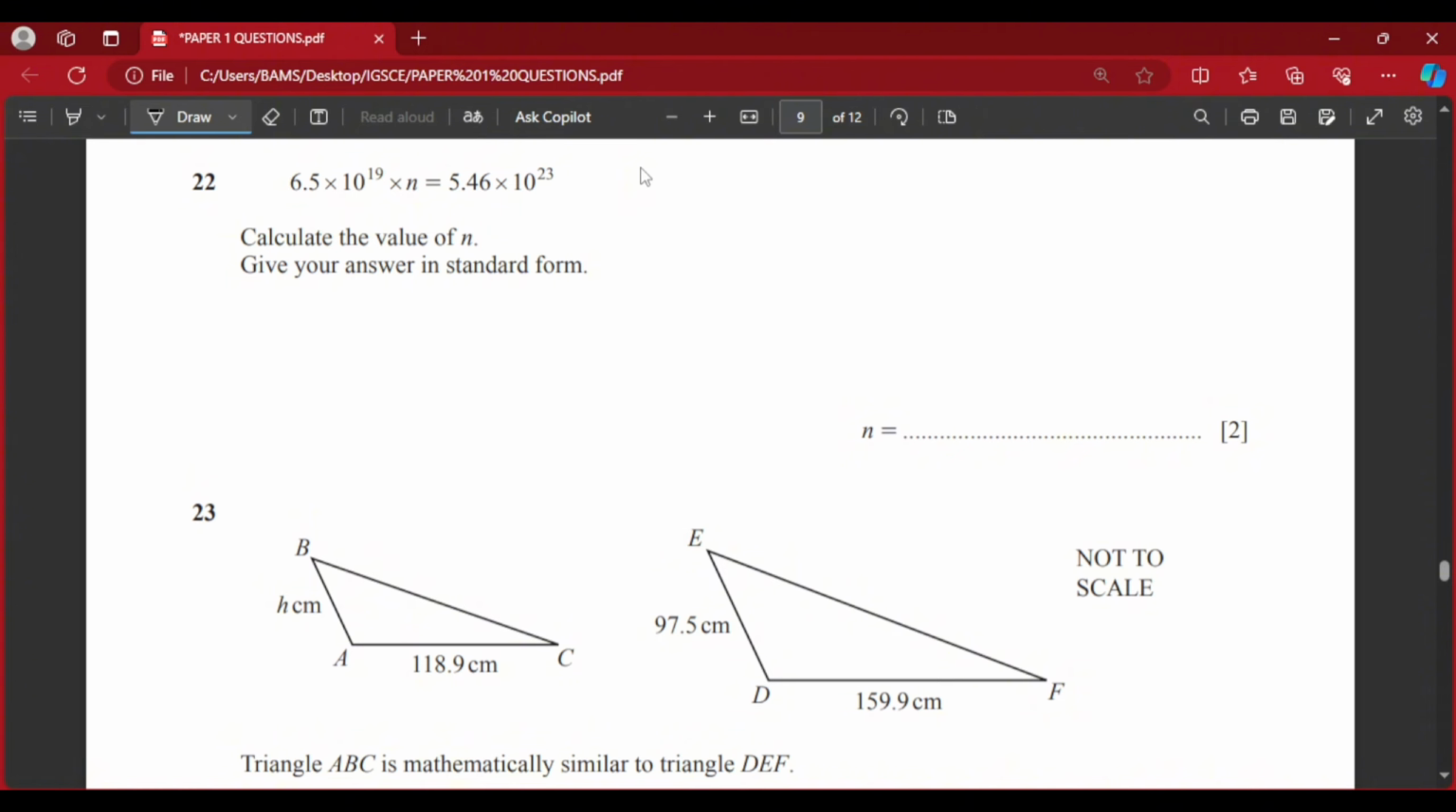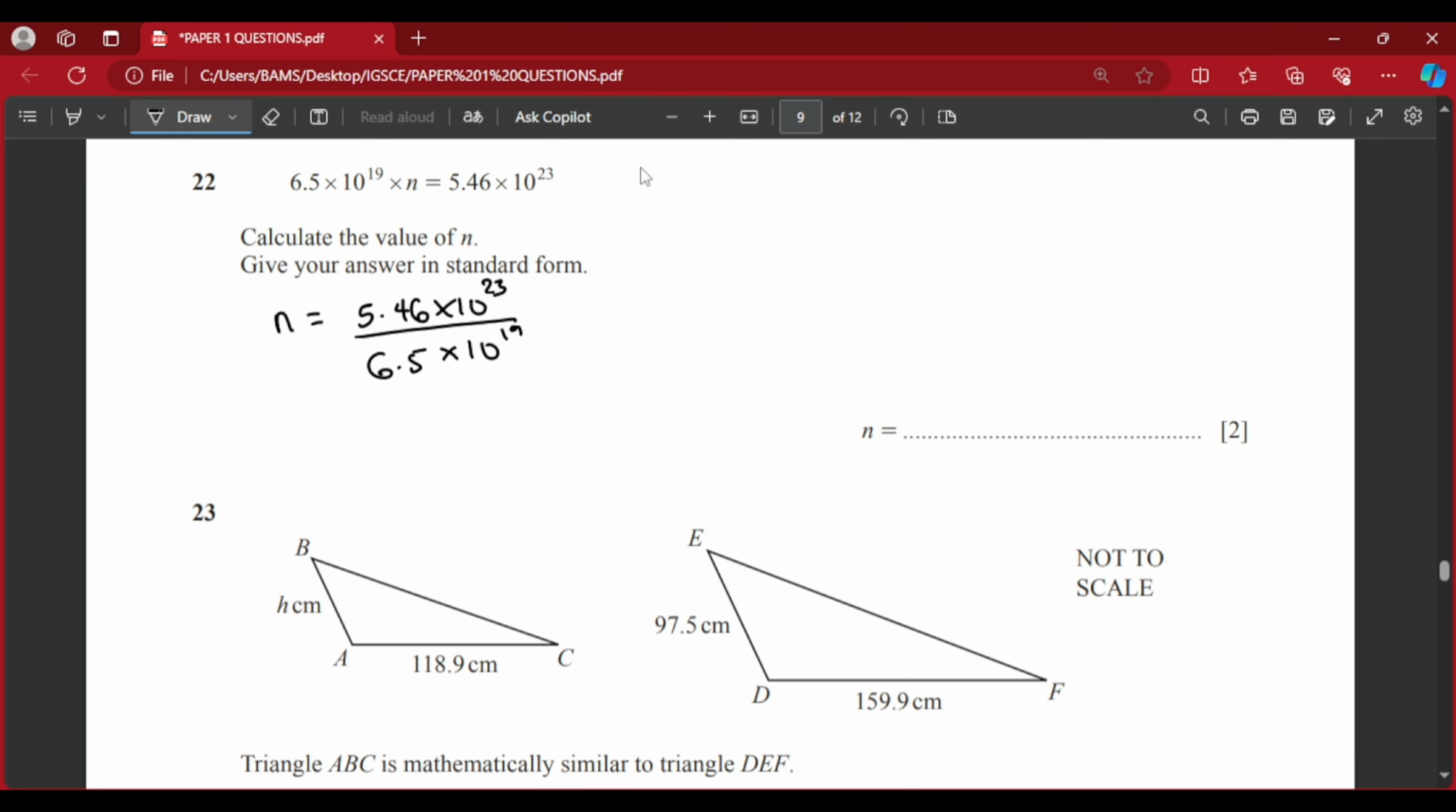So question 22. 6.5 times 10 raised to the power 19 times n is equal to 5.46 times 10 raised to the power 23. We want to find the value of n and give your answer in standard form. So just divide both sides by 6.5 times 10 raised to the power 19. So n is equal to 5.46 times 10 raised to the power 23 over 6.5 times 10 raised to the power 19.